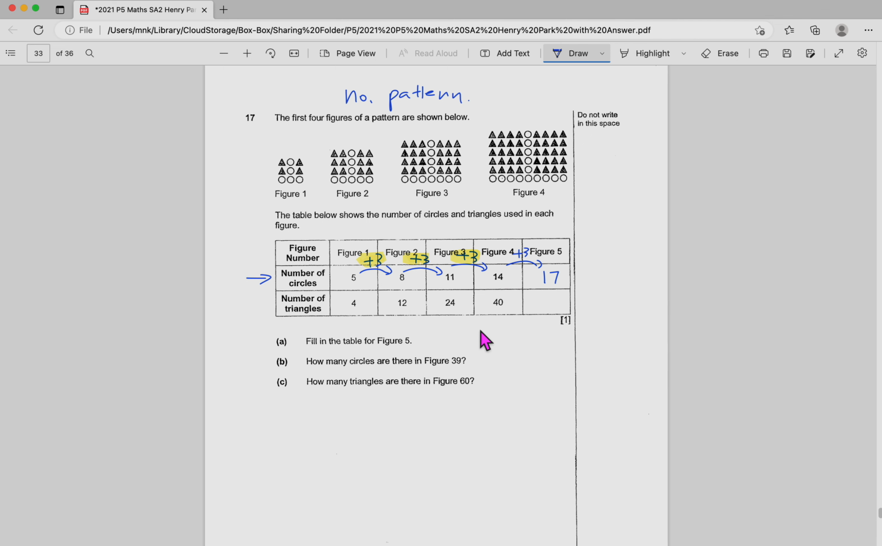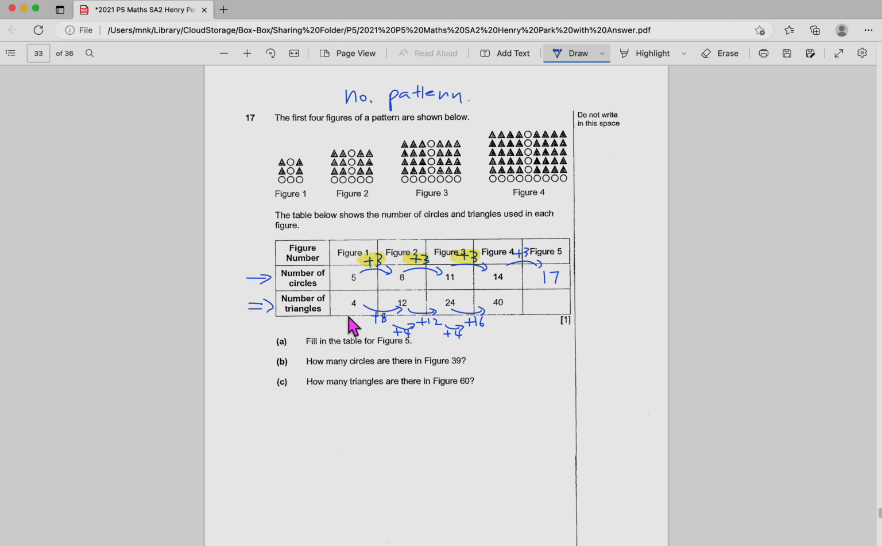Then for the one below, which is the number of triangles, what you have is 4, 12. So what do you get? You have +8. And over here is +12. Then over here is +16. So what do you observe here? From +8 to +12 will be +4, and from +12 to +16 is +4, right? So can you see?